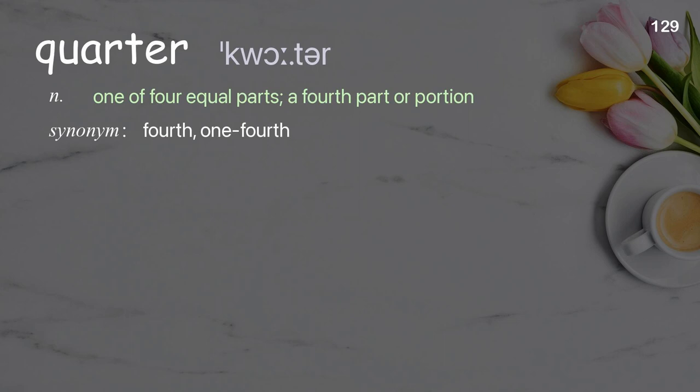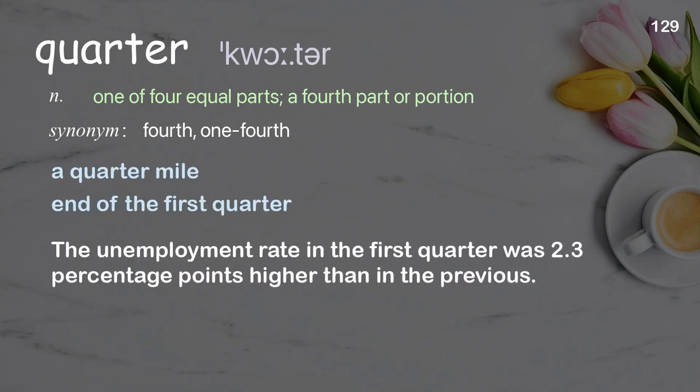Quarter: one of four equal parts, a fourth part or portion. Examples: a quarter mile, end of the first quarter. The unemployment rate in the first quarter was 2.3 percentage points higher than in the previous.